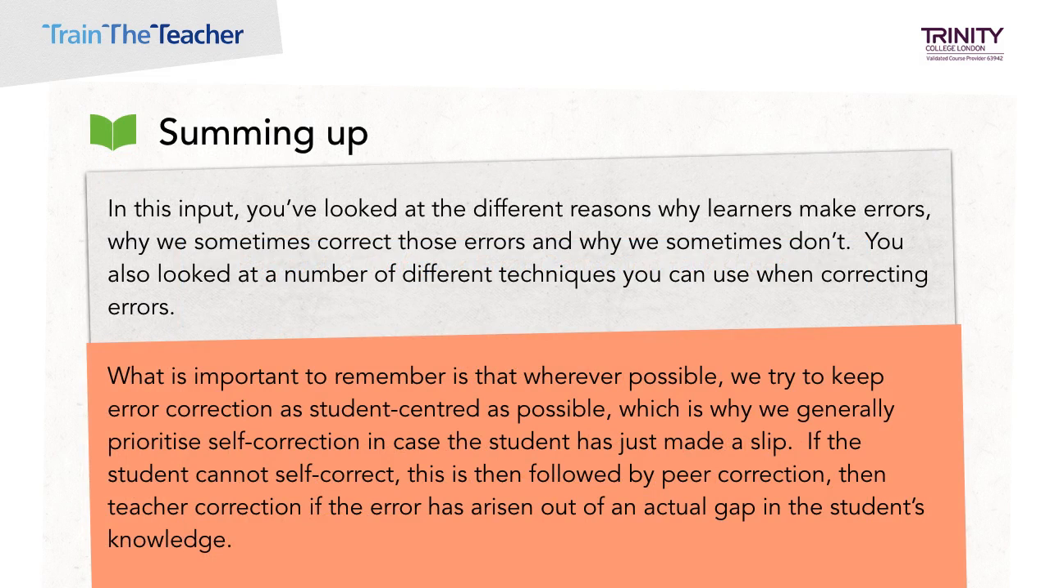So to sum up, in this input, you've looked at the different reasons why learners make errors, why we sometimes correct those errors, and why we sometimes don't. You also looked at a number of different techniques you can use when correcting errors. What is important to remember is that wherever possible, try to keep the error correction stage of your lesson as student-centered as possible, which is why we generally prioritize self-correction, just in case a student has made a slip. If the student can't self-correct, this is then followed by peer correction, then teacher correction, if the error has arisen out of an actual gap in the student's knowledge.